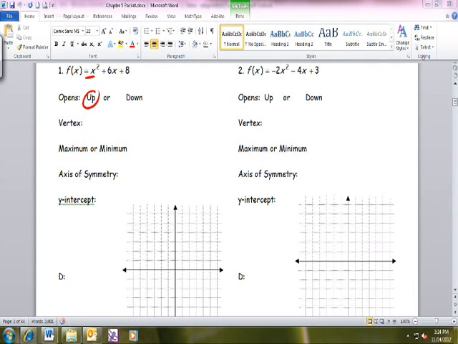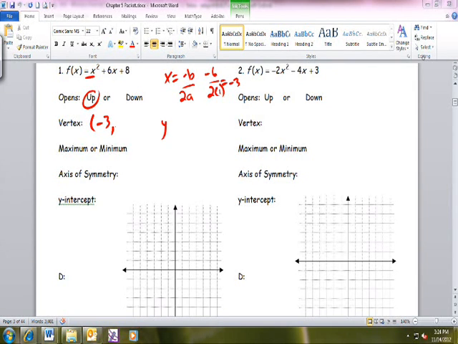Our vertex, that's our hard part. We need to start with our formula: x equals negative b over 2a. B is 6, so we have negative 6 over 2 times a, which is 1. And this works out to be negative 3. Once we have our x, we just plug that in to find our y.